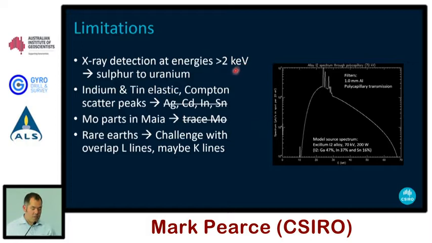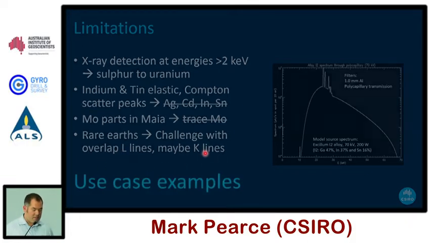The detector can cope with energies greater than 2, so we're looking at, again, sulfur and upwards. The alloy itself has indium and tin, so this wipes out a few elements that overlap with those peaks. There's molybdenum in the Maya, so trace moly's hard, although if we've got molybdenite we can see that. And the rare earths are challenging if we look at the L lines, but there is some hope with some of the K lines.